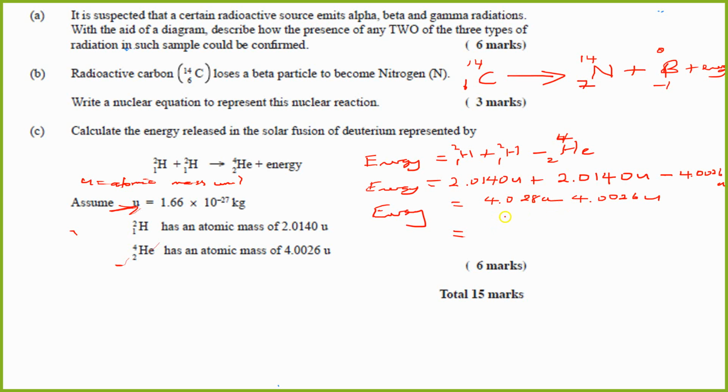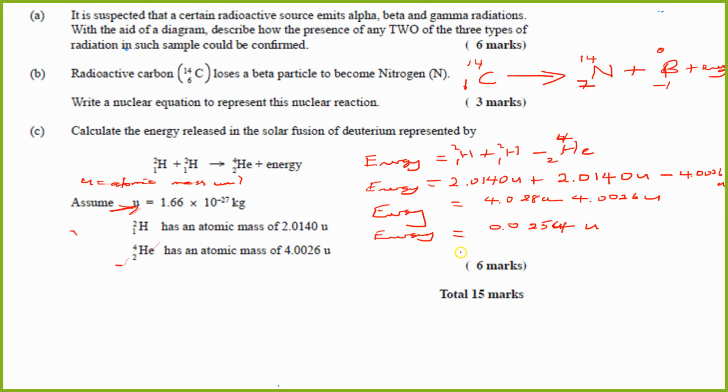When I subtract these values, by the way, you can't round up anything in these calculations. No rounding off is allowed here. You have to use the exact values. So if we subtract these now, we get 0.0254 U, and this is equal to energy.